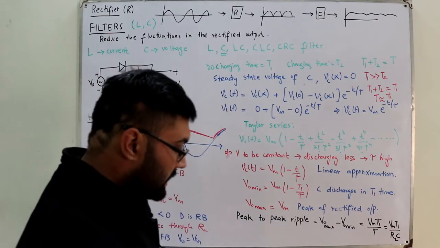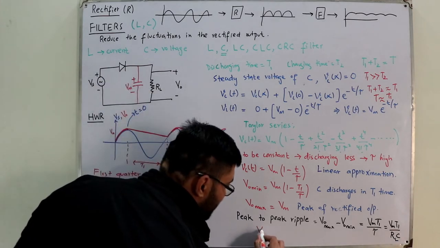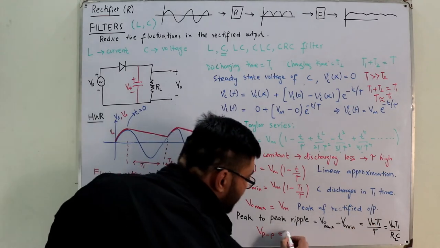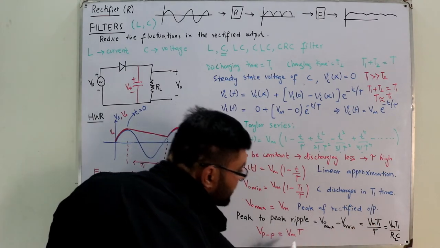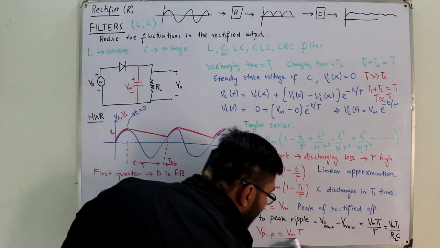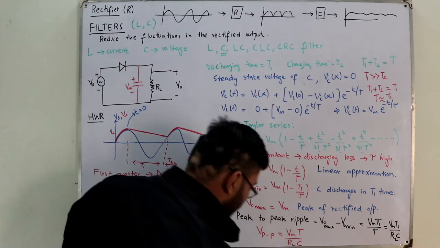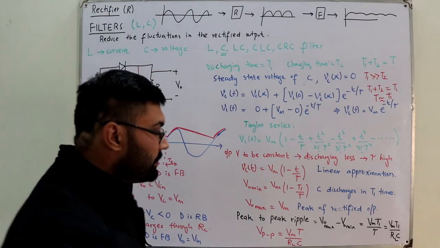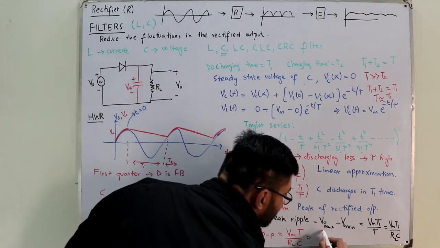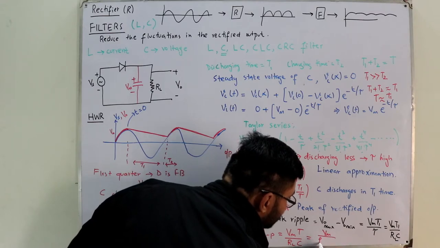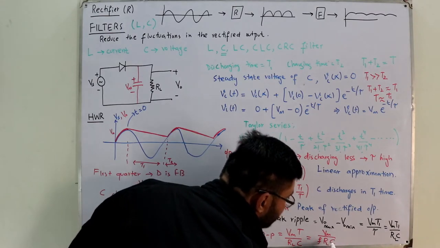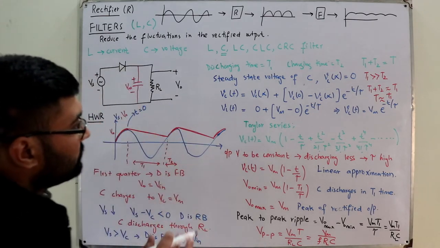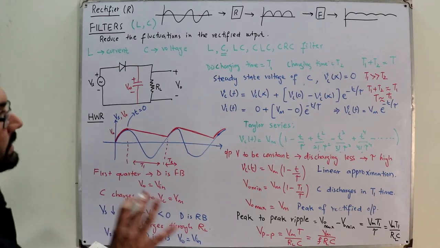So I could write over here that the peak to peak V is equal to Vm T, where T is the discharging plus the charging time, upon RL into C. And T is the time period, so I could further write it in terms of the frequency: Vm upon F RL times C. I hope this is clear.